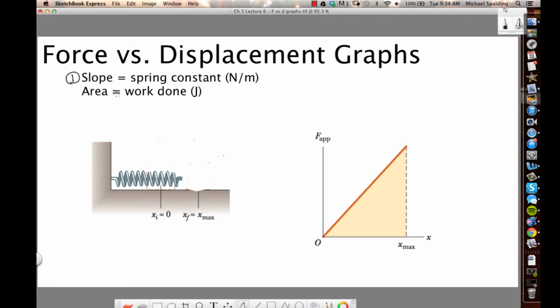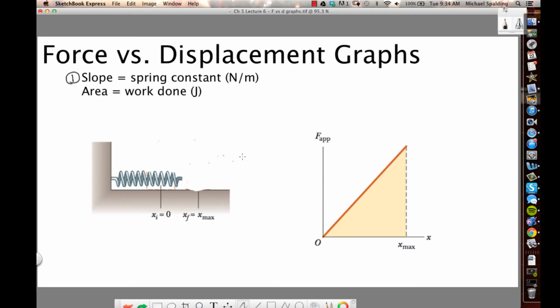The slope of the line is equal to the spring constant if it looks like this. This is the type of graph you would get when you stretch a spring. Because why does that make sense? As you grab a spring and start to pull it, what happens to the force of the spring? The farther you stretch the spring, the force goes up. Okay? The slope of this line is equal to the spring constant.